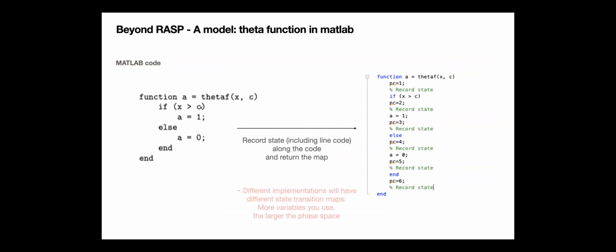Now, how do you do it if you have a higher level language? Well, to construct the map, you need to introduce program counters. For instance, if I take this MATLAB code, I have to go through every line and keep track of this extra variable, which is the program counter through my code. If the function is simple, then it's going to be simple. But if it is more complicated, I need to do something a little bit more complicated.